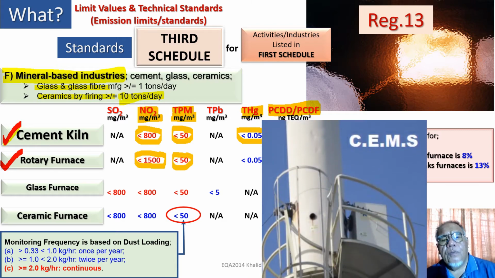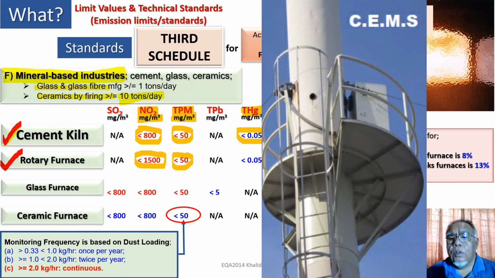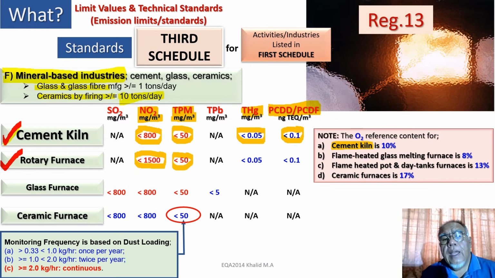Rotary furnace, nitrogen oxide is regulated below 1500 milligram per cubic meter, and the total particulate matter shall be below 50 and requires continuous emission monitoring system, CMS, and doesn't require continuous for total mercury and dioxin and furan. Limits is 0.05 milligram per cubic meter of mercury and less than 0.1 nanogram total equivalent per meter cube. Rotary furnace, flame heated glass melting furnace, heated pot dry tanks furnaces.